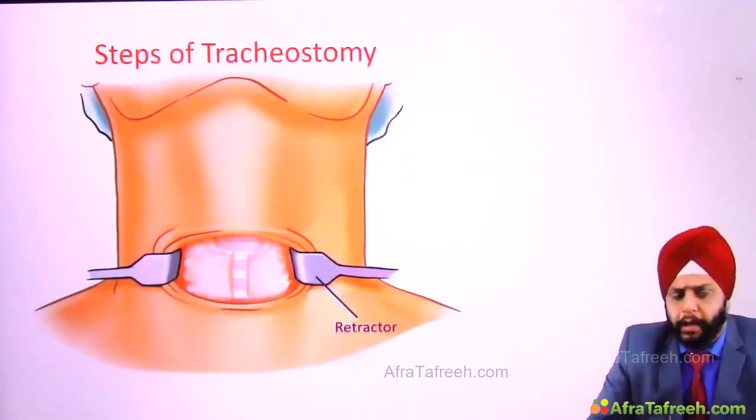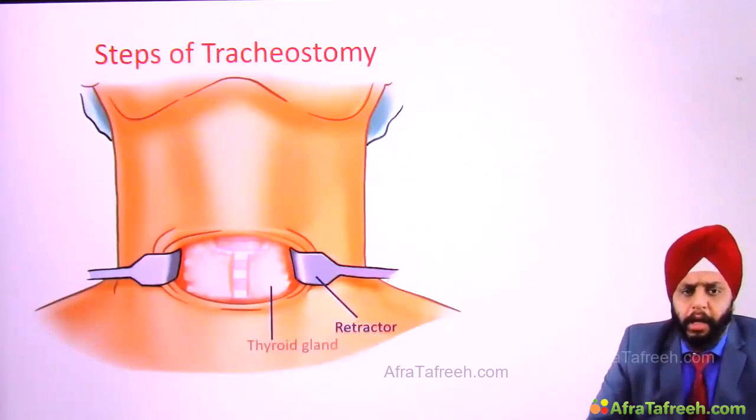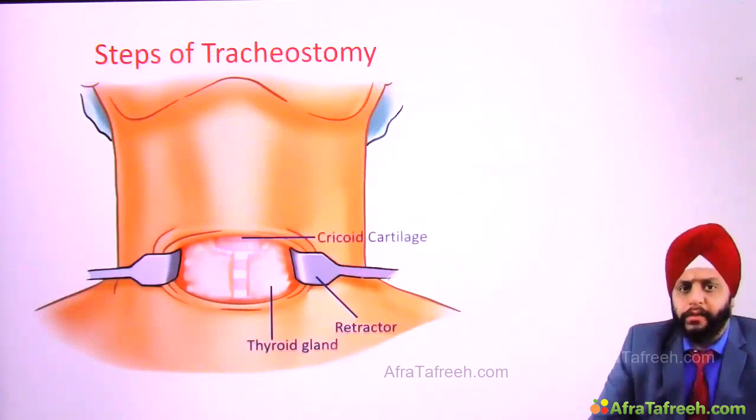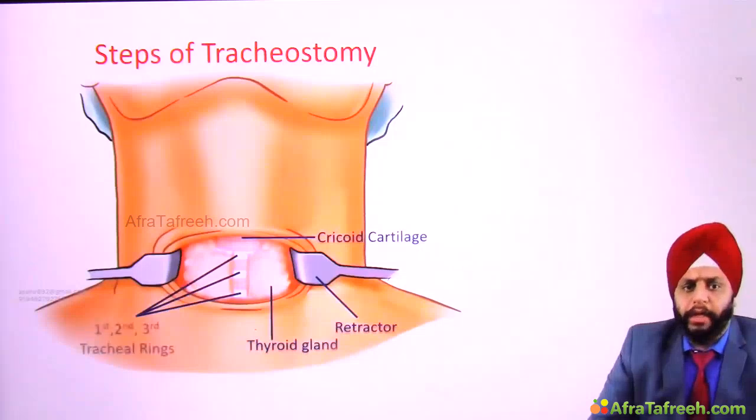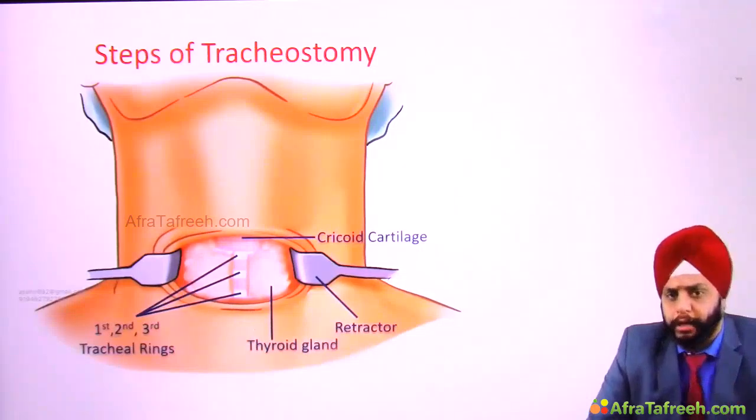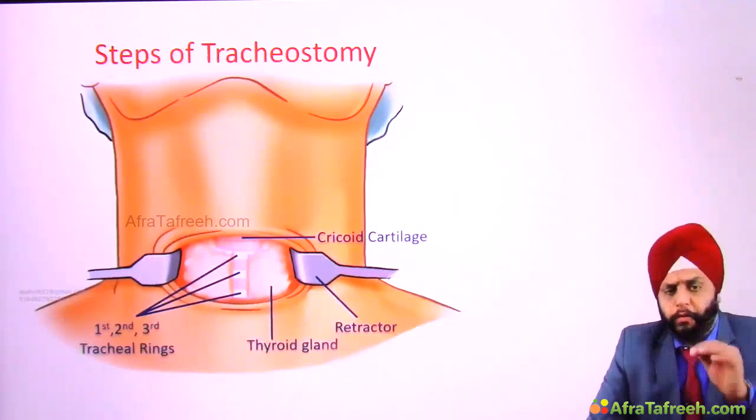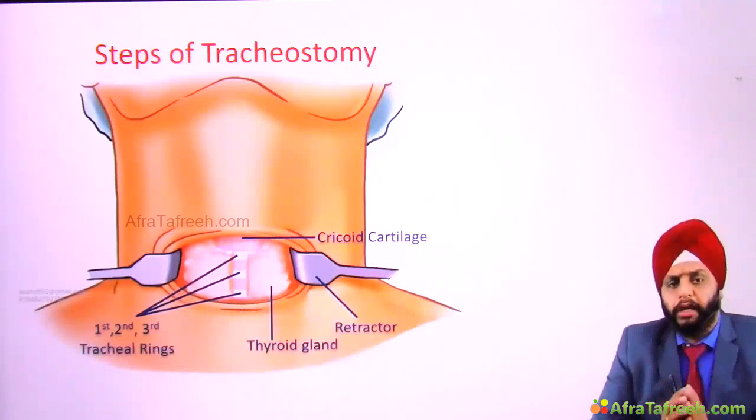Now what can you see over here? This is a retractor placed to move away the strap muscles, and we can see the thyroid gland, we can see the cricoid cartilage, we can see the first, second and third tracheal ring. Now in this photograph we have shown that the thyroid gland is cut.